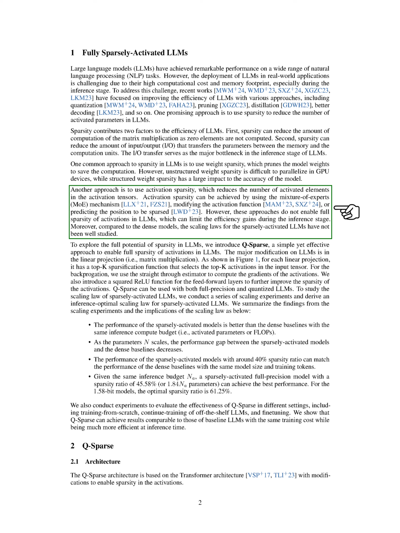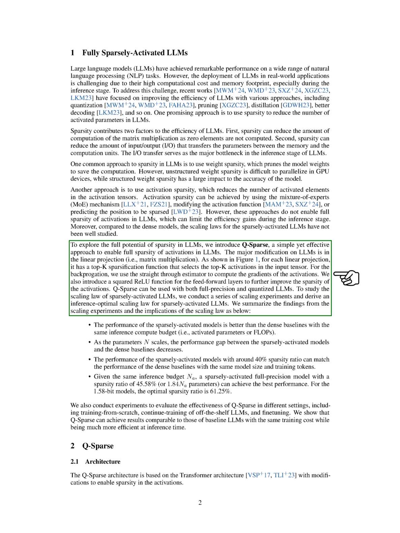Unfortunately, these methods do not fully enable activation sparsity in LLMs, which can limit the efficiency improvements during inference. Additionally, we note that the scaling laws for sparsely activated LLMs compared to dense models have not been thoroughly investigated. To fully explore the potential of sparsity in LLMs, we introduce Q-Sparse, a straightforward yet effective method to achieve complete activation sparsity. The primary change we make to LLMs involves the linear projection, specifically the matrix multiplication.